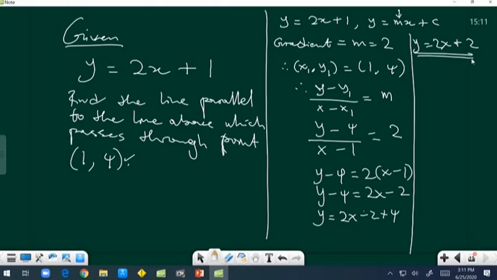So you recall that the given equation was y equal to 2x plus 1. But now, the new equation, which is parallel to the first one, is y equal to 2x plus 2. So we look at the processes we used in arriving at the answer.